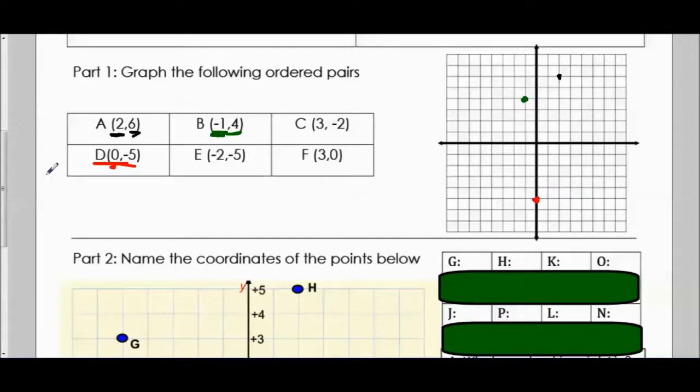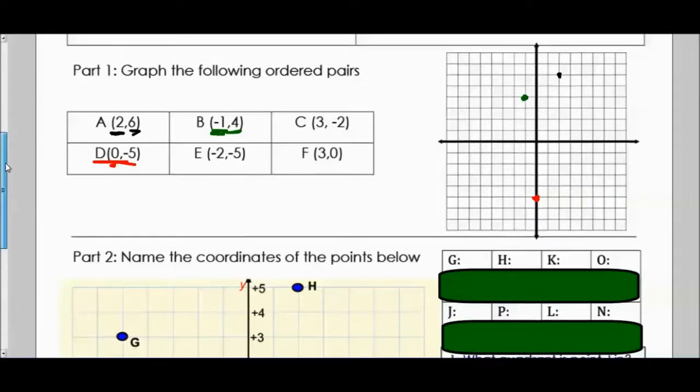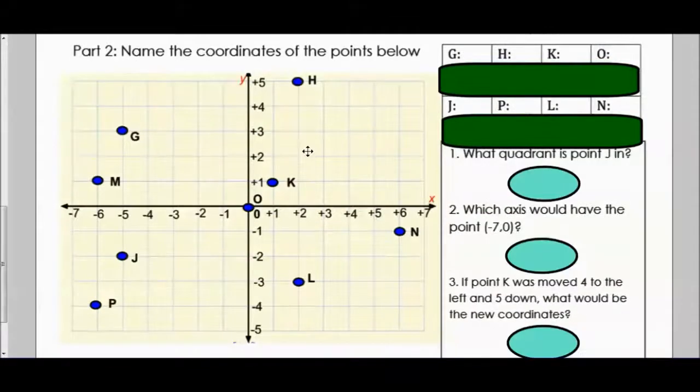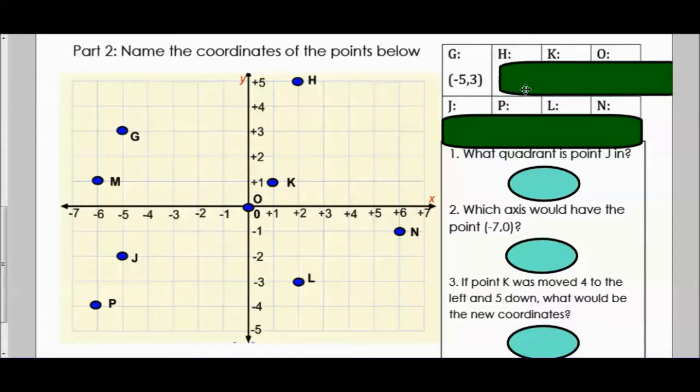Alright, so like I said, do these 3 on your own, pause the video, finish those on your own, and then move on. So for point G, we can see it's over here. It's -5 along the x-axis and +3 along the y-axis. So that's exactly how we're going to write it. The x comes first, it's (-5, 3). H is up here, that is 2 to the right, and 5 up, that's a +5, so that's (2, 5).